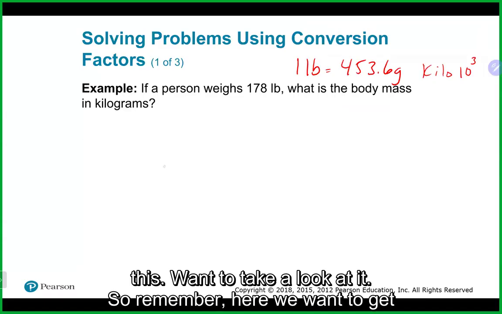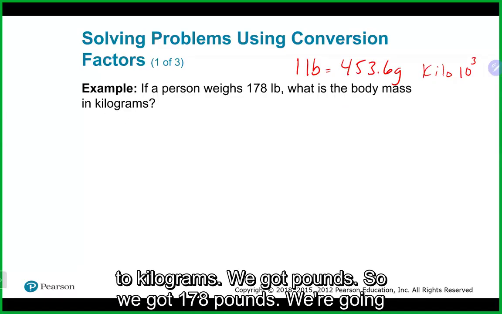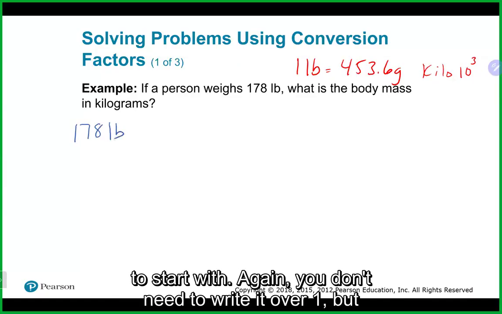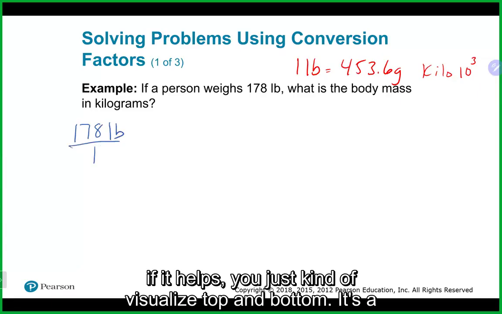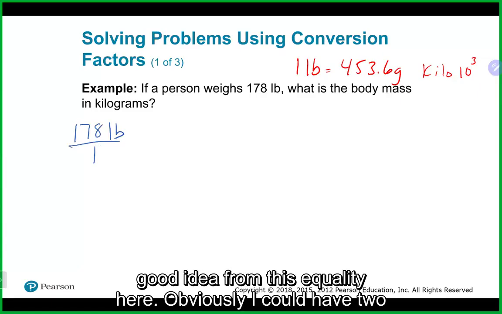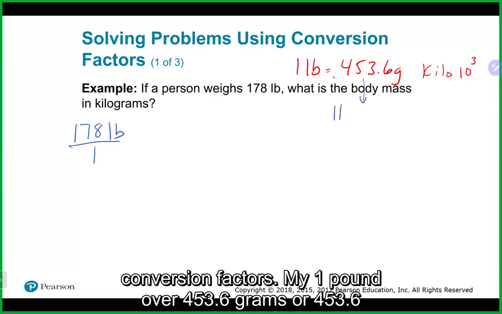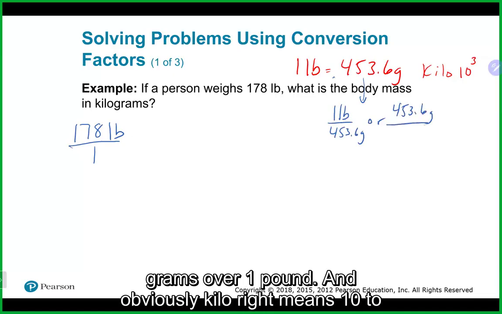So remember here, we want to get to kilograms. We got pounds. So we got 178 pounds we're going to start with. Again, you don't need to write it over one, but if it helps you just kind of visualize top and bottom, it's a good idea. From this equality here, obviously I could have two conversion factors, my 1 pound over 453.6 grams, or 453.6 grams over 1 pound.